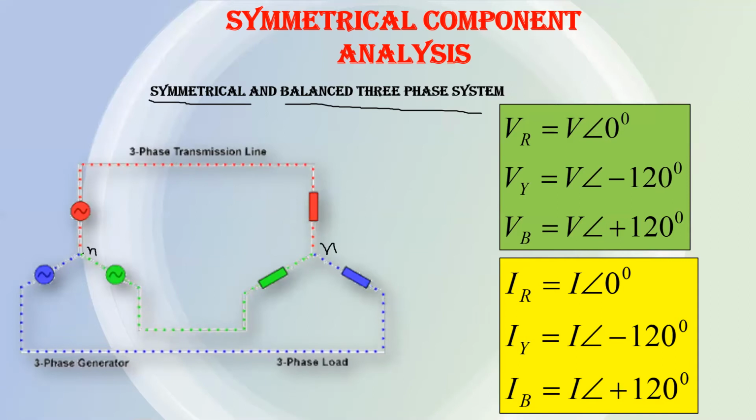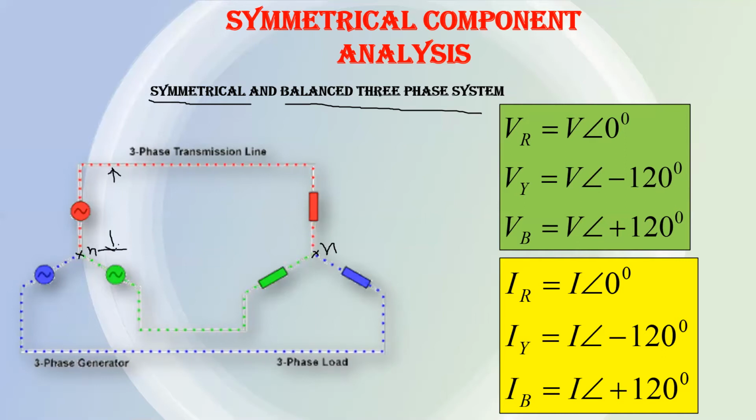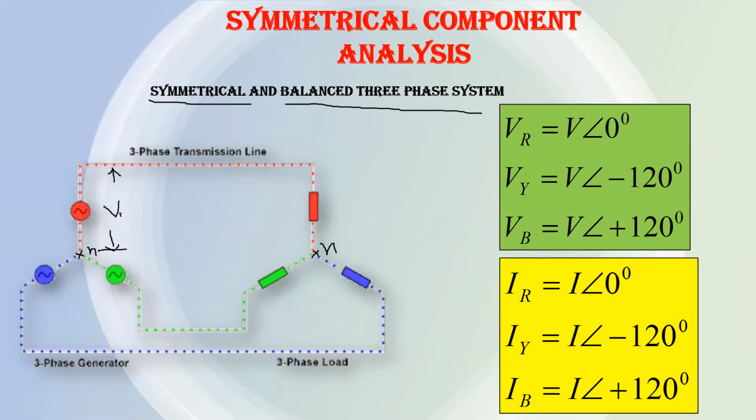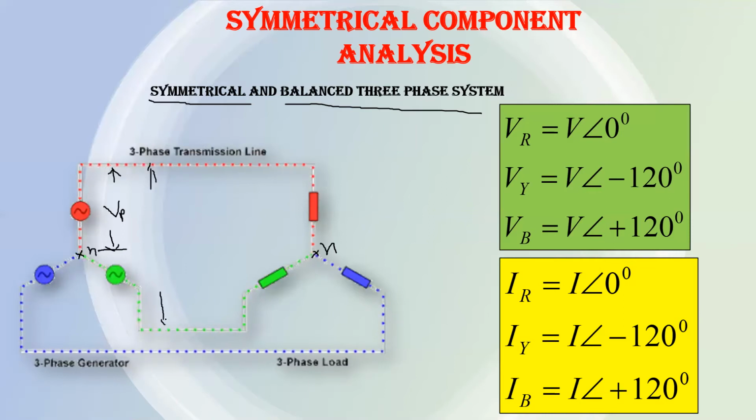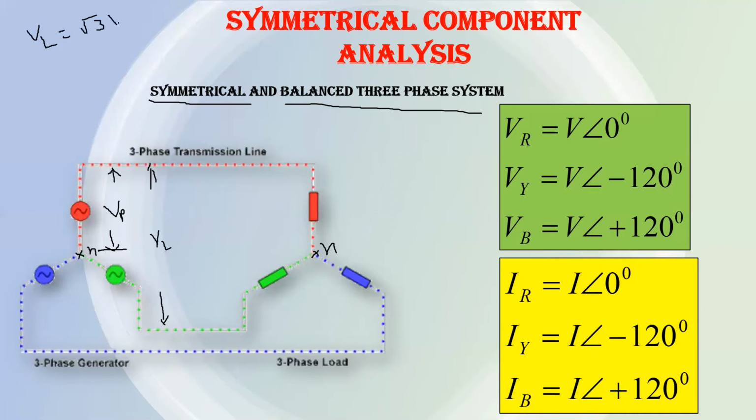And the point at which similar polarities are connected together is called the neutral point. The voltage between line and neutral point will be the phase voltage, and the voltage between line to line will be the line voltage. Already you have studied phase and line voltage in the first year course, and for star connection, line and phase voltage are given by this relation. This is for star connection.